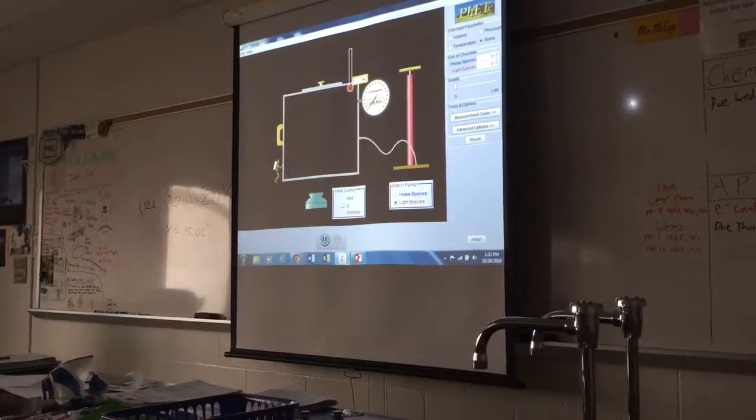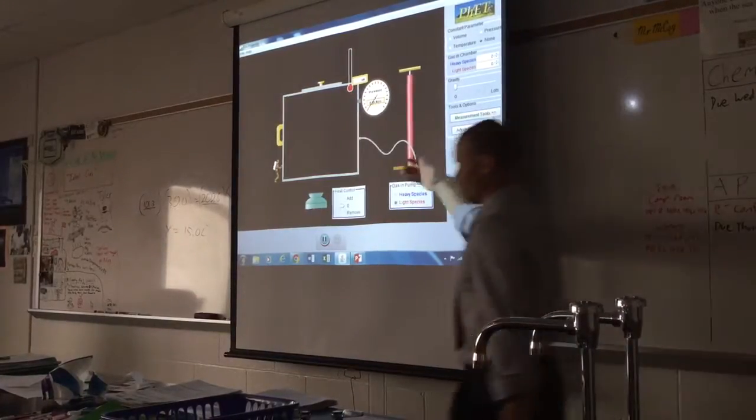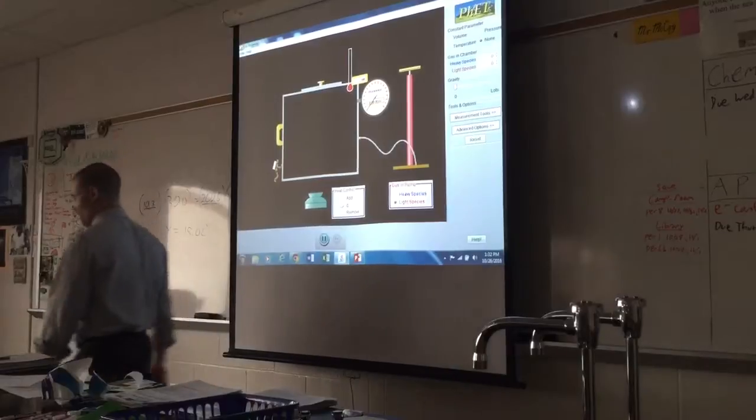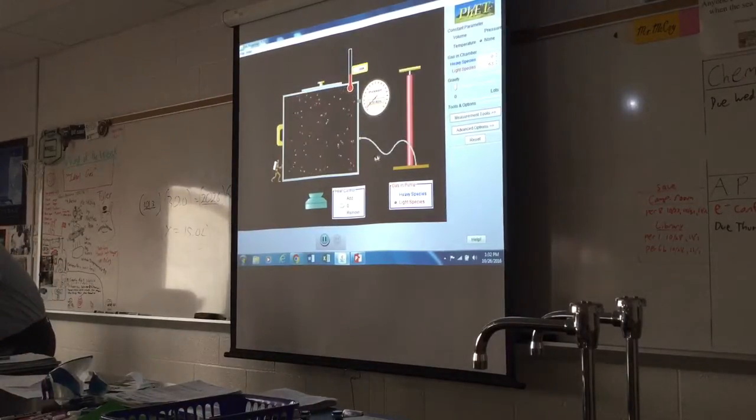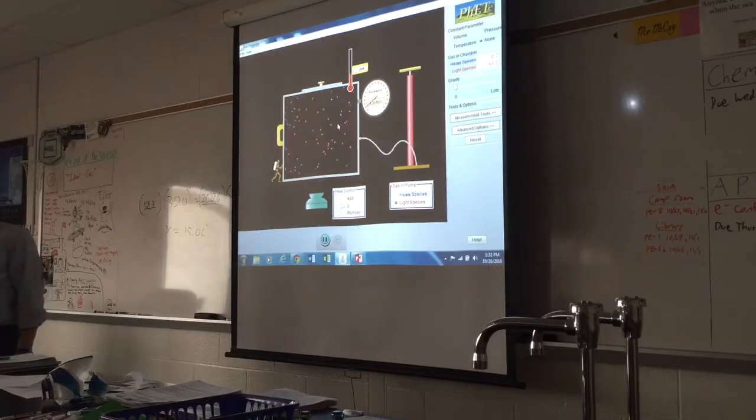All right, so this animation here is good for pressure, volume, temperature relationships of gas. If we take this pump and pump some gas into this container, okay? So now we put some gas in here, and if we heat it, what's going to happen to those particles? They're gonna collide. What's going to happen to the pressure? It's gonna go up. Let's find out.